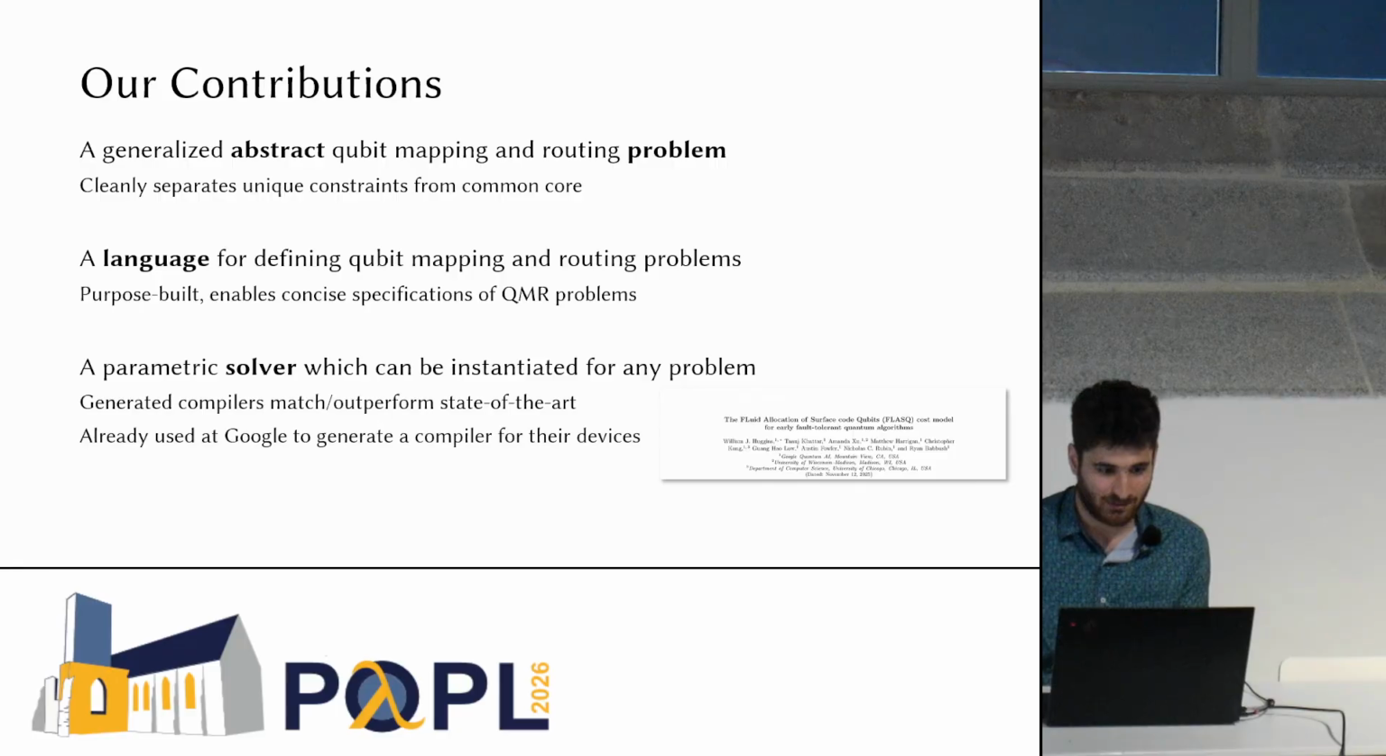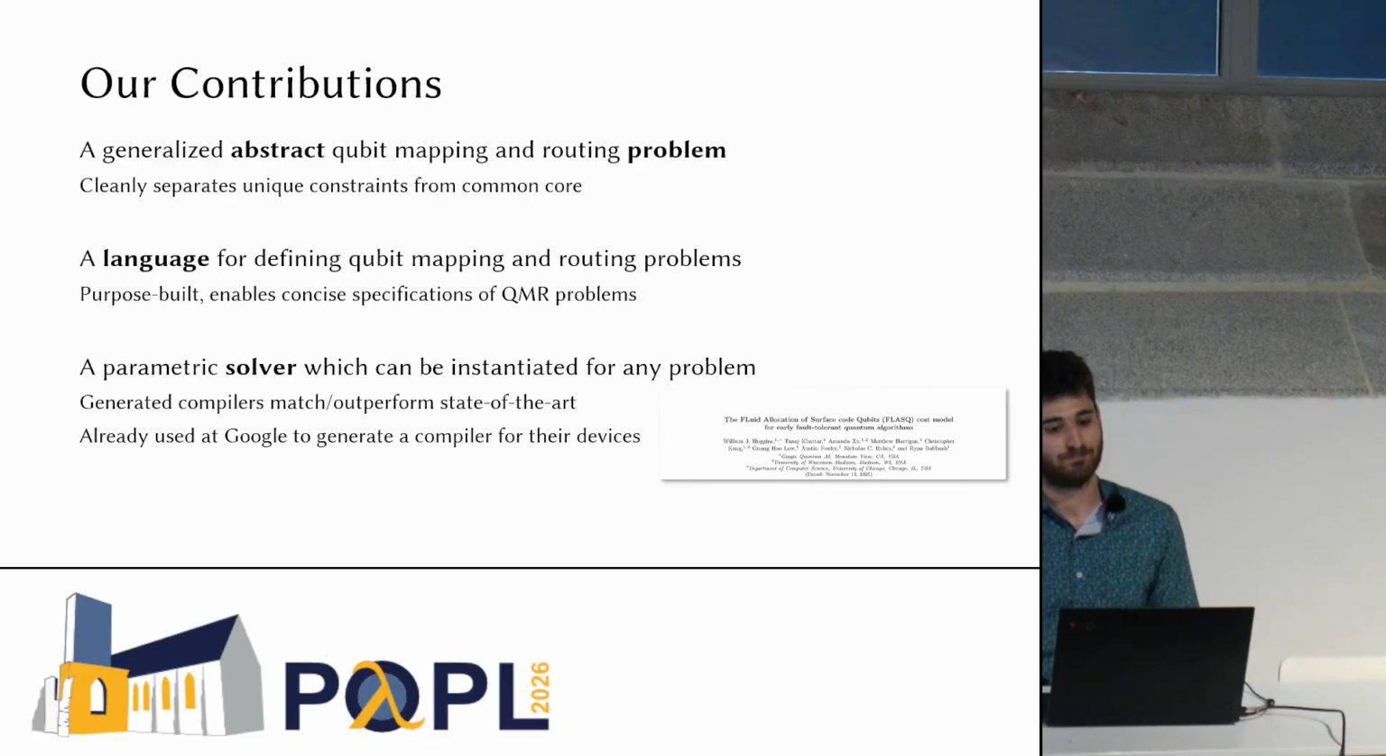So the exciting thing about these generated compilers is that they can match, or in some cases even outperform, the state-of-the-art handcrafted compilers. And we've already seen a use case for them at Google, which used it to generate a compiler for their surface code-based error-corrected quantum devices.